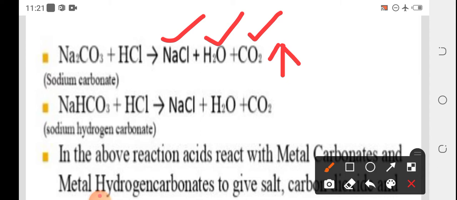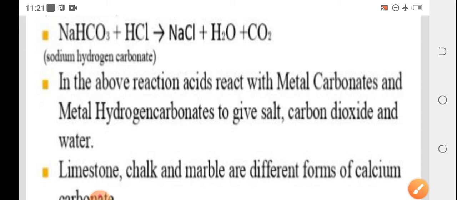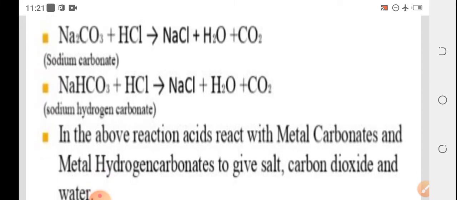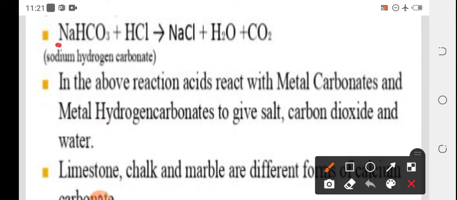Similarly, when you check the metal hydrogen carbonate, NaHCO3 plus HCl gives NaCl, H2O and CO2. So from the above two equations, we conclude that acids react with metal carbonates and with metal hydrogen carbonates. In both cases, they give us salt, carbon dioxide and water. You can see here, one is a metal carbonate and the other is a metal hydrogen carbonate.